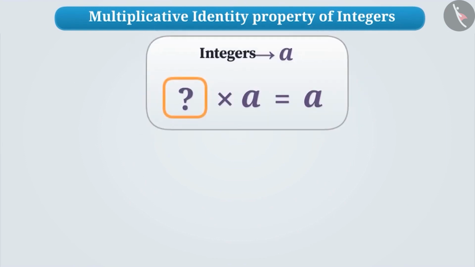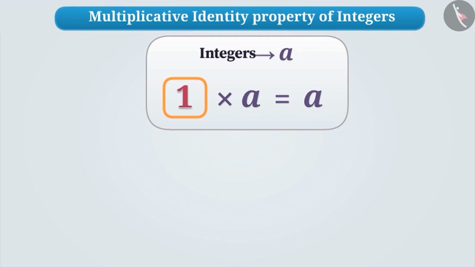Now, let's know about the multiplicative identity property of integers. Before knowing this, there is a question for you. Can you tell the number which when multiplied by any integer gives the same integer? Think for a while. You got it right. That number is 1.